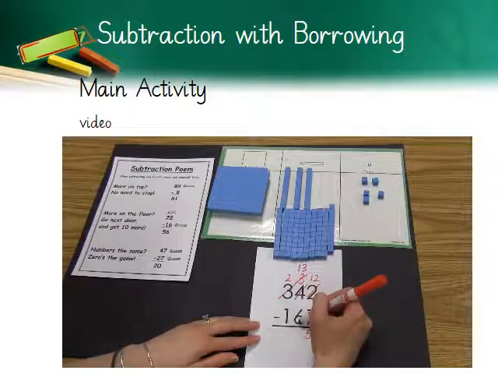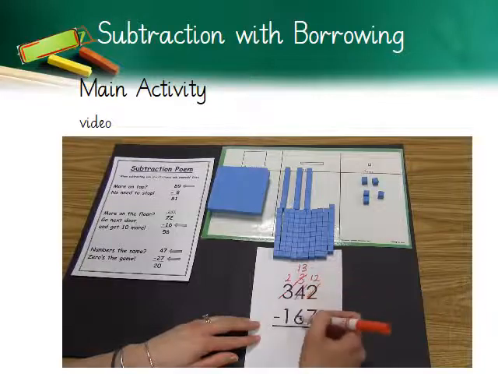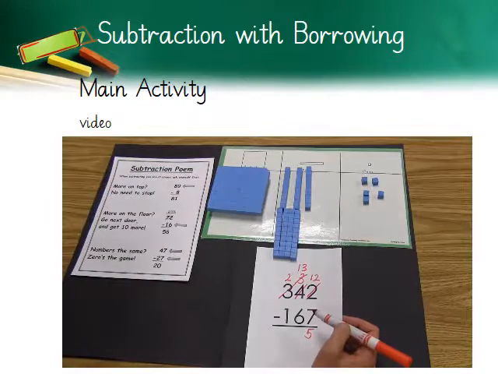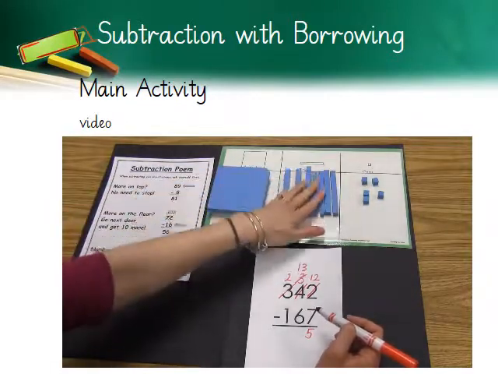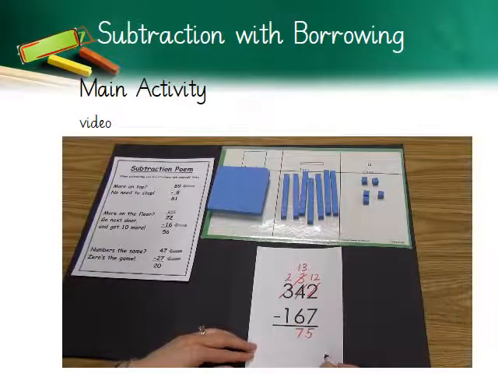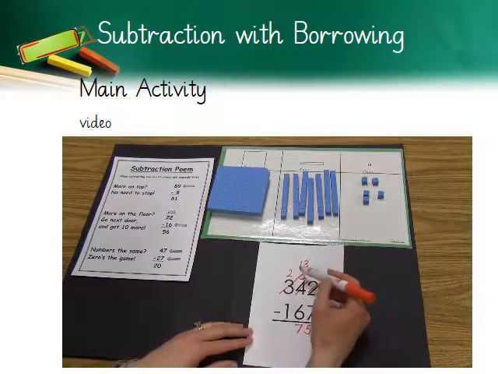Now I can subtract my tens. 13 tens minus 6. So I'm going to take 6 of these away. And now I can see that 13 minus 6 is 7. I'm going to write 7 below the tens place. Now I can move on to my hundreds place.